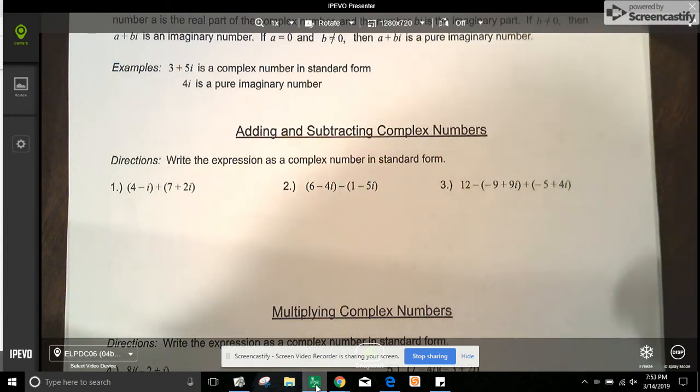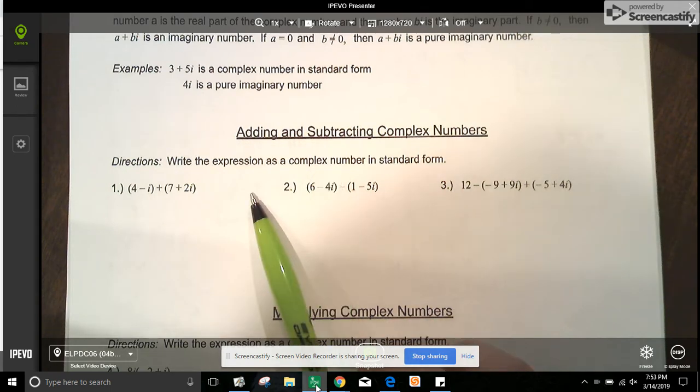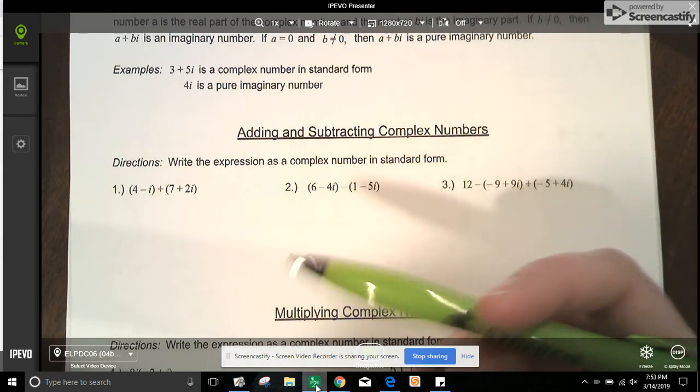Right. This section is all about combining complex numbers. So we're going to be adding, subtracting, multiplying, and dividing. Adding and subtracting is pretty straightforward. You want to put like terms together. So basically you put together anything with an i and anything without an i.